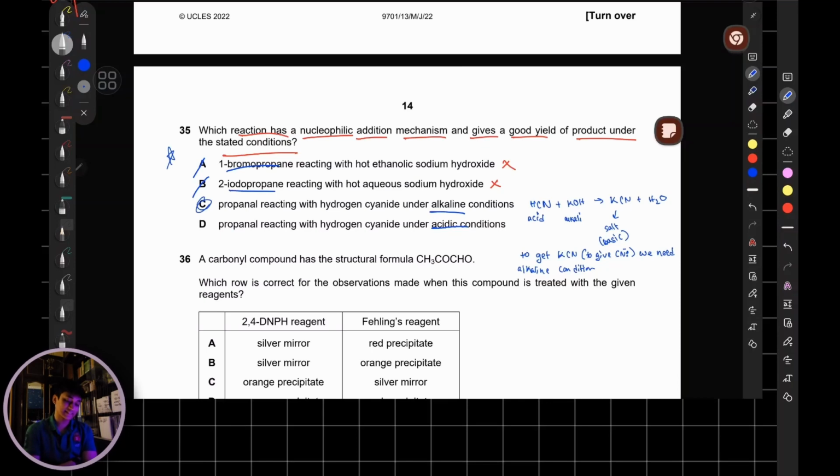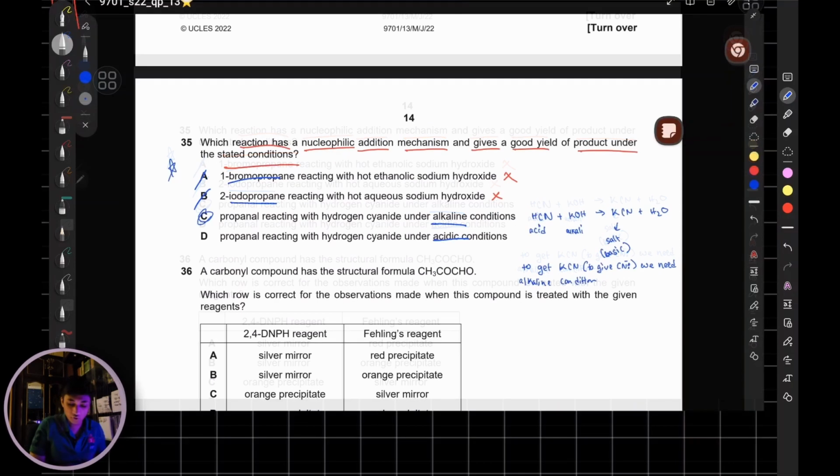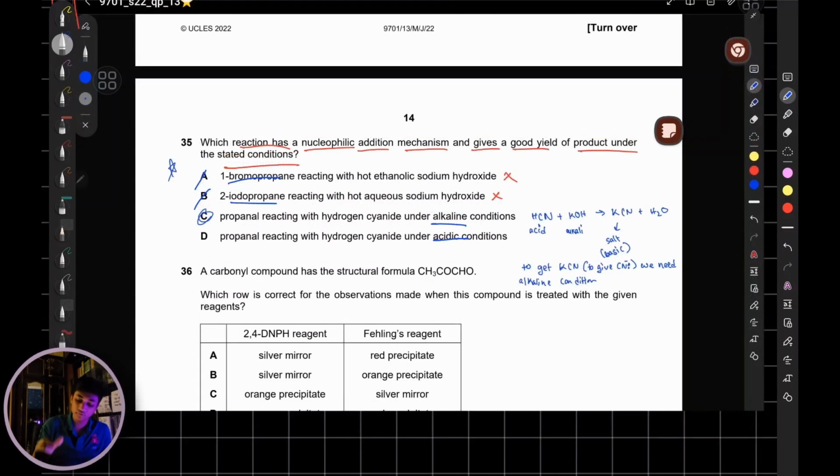Notice that if it is an alkaline condition, you're going to have KCN, which is basically the CN- nucleophile. Now, the reason you need the alkaline condition is that the alkaline condition is going to separate the CN- nucleophile and have it react with the propanal. The CN- nucleophile is going to be able to attack the propanal compound.